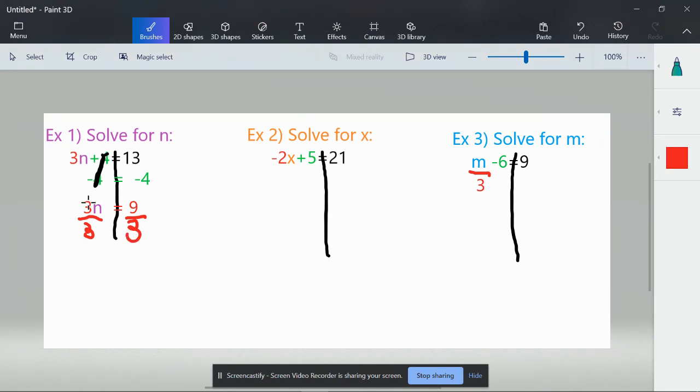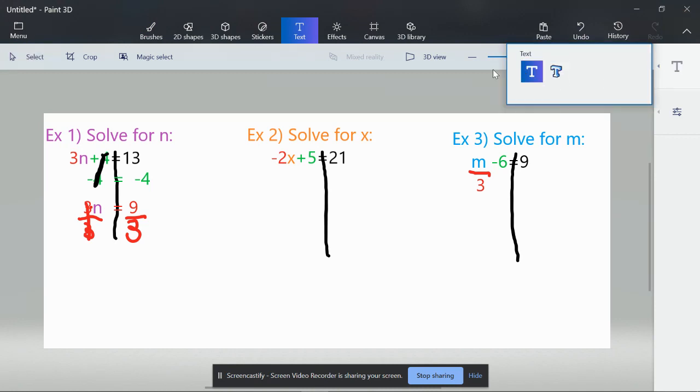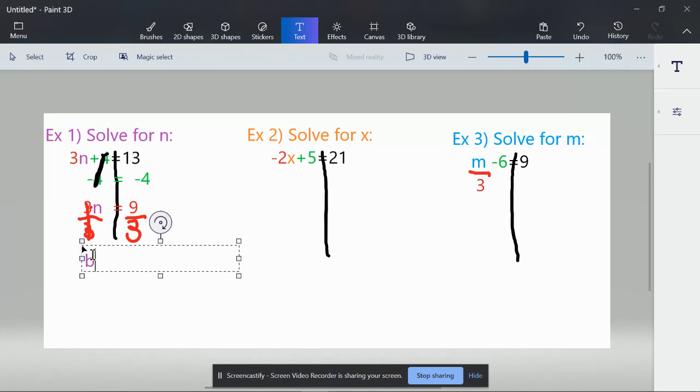All right. My 3 multiply traps are canceled and undone by dividing by 3. So all we have left is that N equals 9 divided by 3 gives us 3. So that is our final answer for this one.